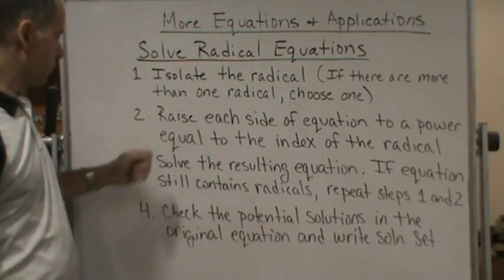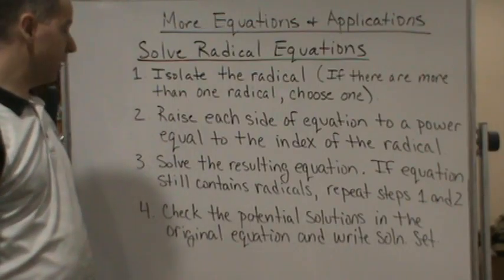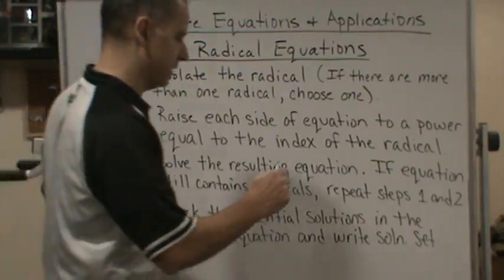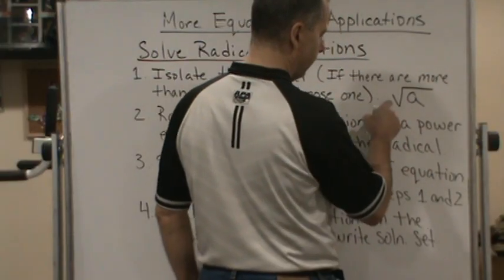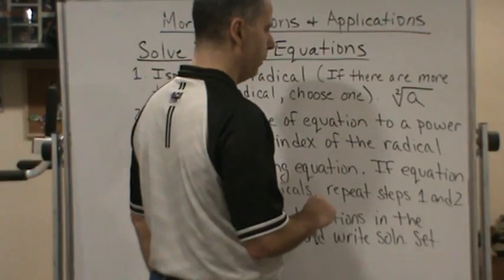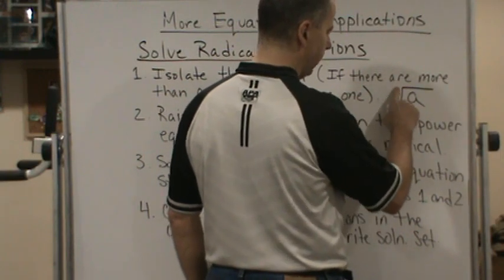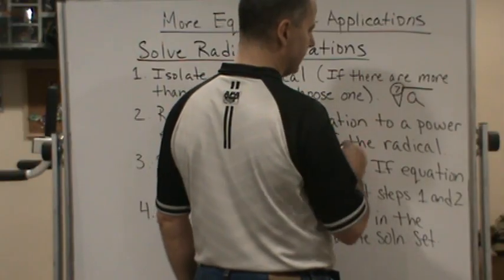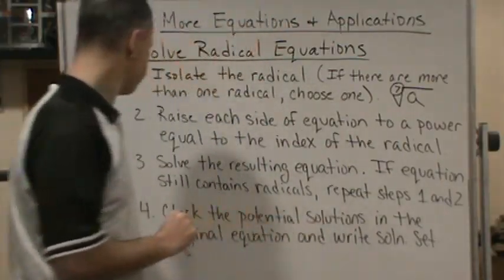Then step 2 is to raise each side of the equation to a power that is equal to the index of the radical. What that means: the index of a radical, if I take the square root of a, it's understood that the index here is 2 because of the square root. But what if I want a 4th root or a 3rd root? I would put a 3 here, or a 7th root, the 7 here. Whatever number is here, whatever root you're taking, we call that the index.